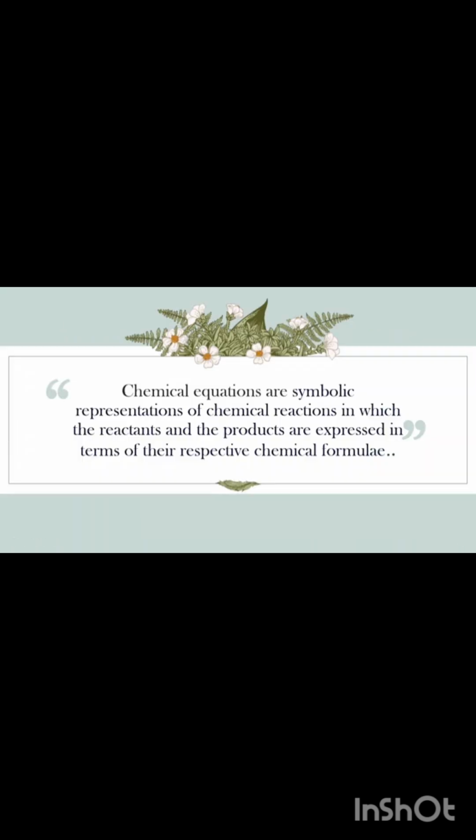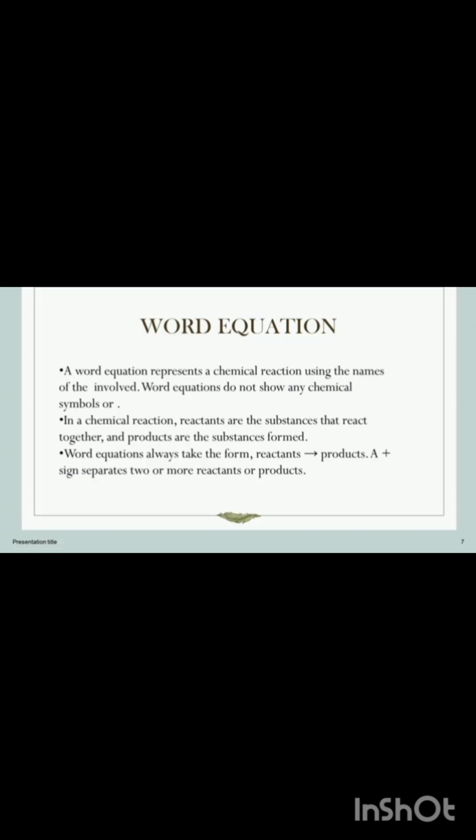So what are chemical equations? Chemical equations are the symbolic representation of a chemical reaction in which the reactants and the products are expressed in terms of their respective chemical formulas. For example, if you are making lime juice, your reactants will be lemon plus sugar plus salt. When you are mixing it completely, what is it forming? Lime juice. That is your product. The reactants are what you are mixing in that reaction, and the product is the exact final substance formed.